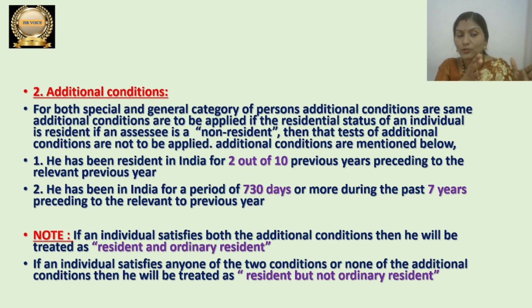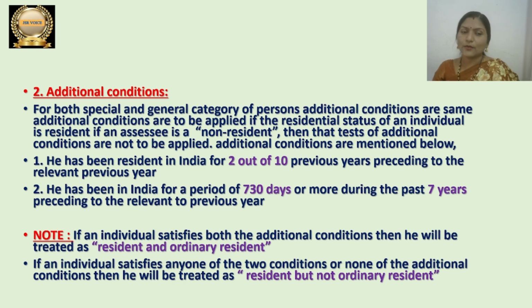So the 10 years period must be before the previous year. The present previous year is 1st April 2023 to 31st March 2024. Before that, during the 10 years period, he must be in India for how many years? 2 years. That is the first one. If we apply this to our problem, he did not go anywhere before that period. Only during the previous year he went to Japan, on 2nd February 2024. Before that he was in India only. He was a citizen of India. So he is satisfying the first condition. Not 2 out of 10 years, he was in India for 10 out of 10 years.